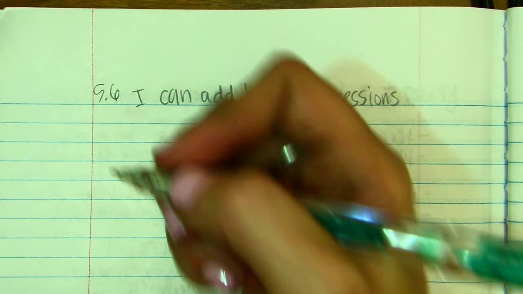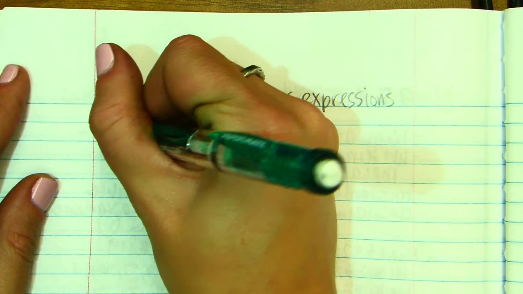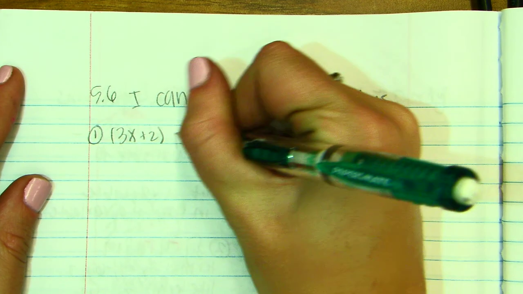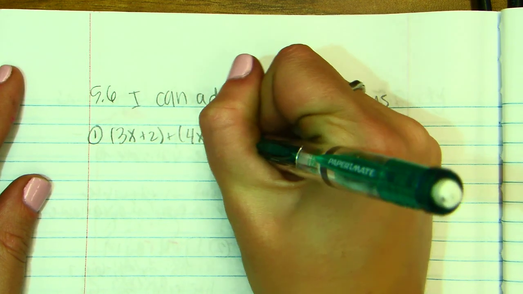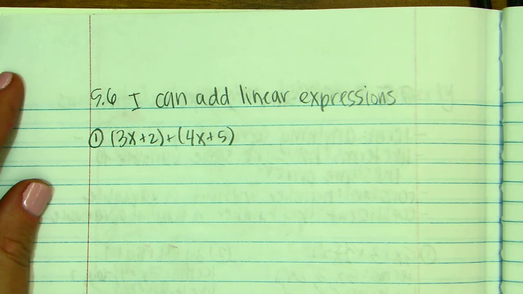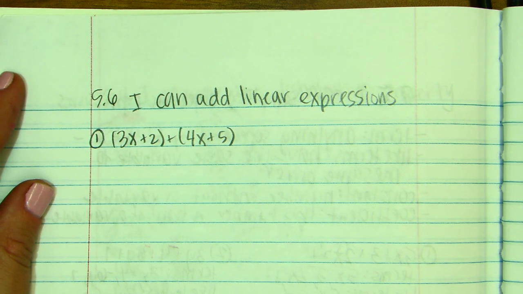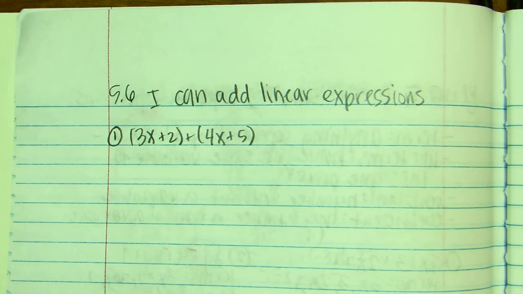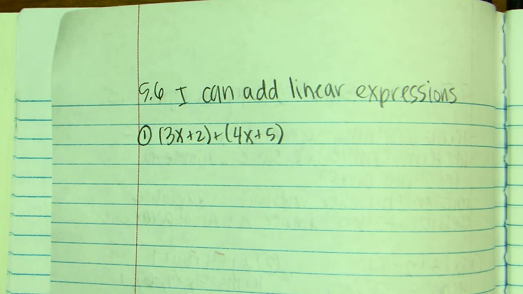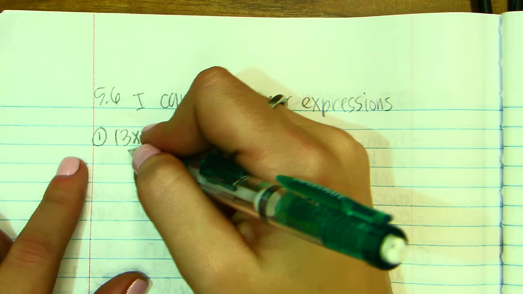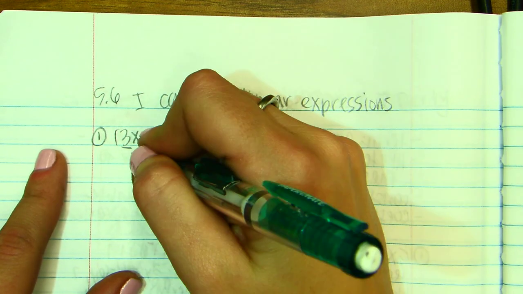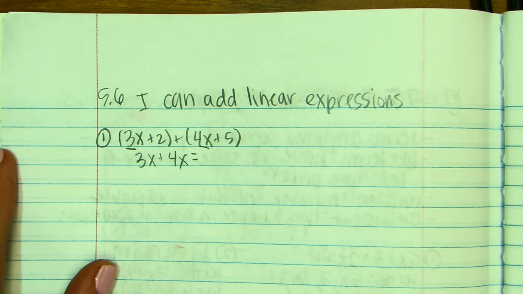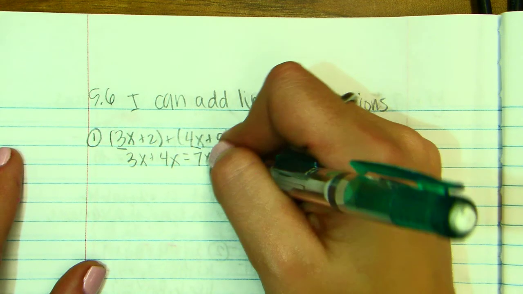So for our first example, let's do 3x plus 2 plus 4x plus 5. And this is going to use a lot of what we did in our last lesson with combining like terms. If you notice, there's nothing outside the parentheses, so I can't distribute anything, and I can only combine like terms. So I can only combine the 3x with the 4x. So I'm going to put 3x plus 4x. And 3x plus 4x is going to give me a 7x.